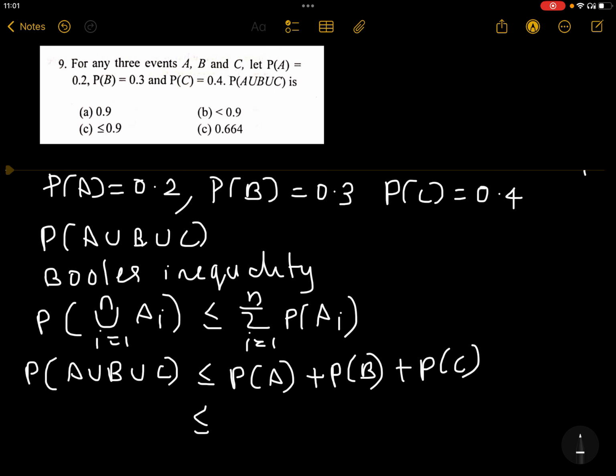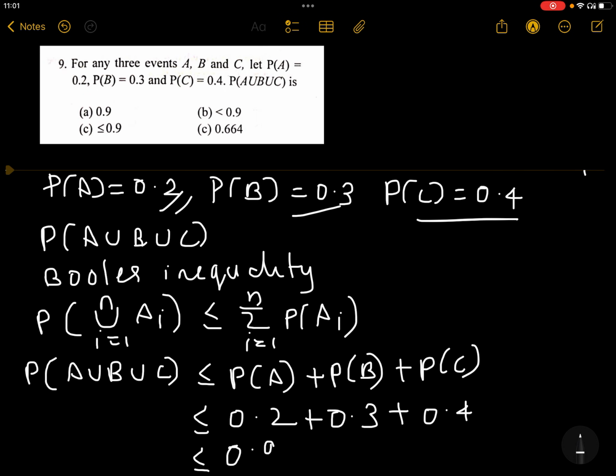Now we substitute: P of A is 0.2 plus P of B is 0.3 plus P of C is 0.4. The final answer is less than or equal to 0.9. That is option C. Option C is the correct answer.